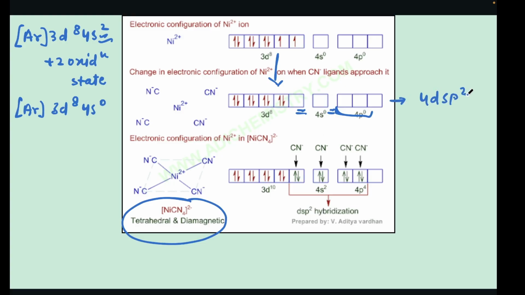dsp2 hybrid orbitals, and each cyanide donates an electron pair into each of the dsp2 hybrid orbitals. Like here I am showing each cyanide donates an electron pair to each dsp2 hybrid orbital. That leads to the formation of square planar complexes. We will discuss it later in detail in the coming videos of this series.